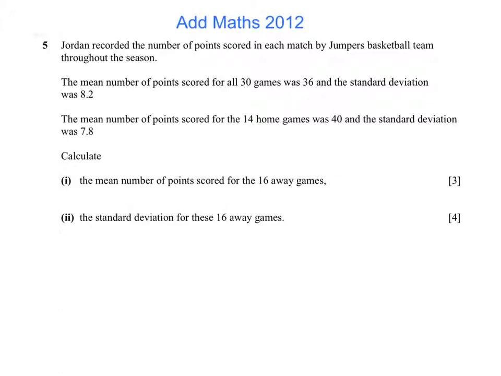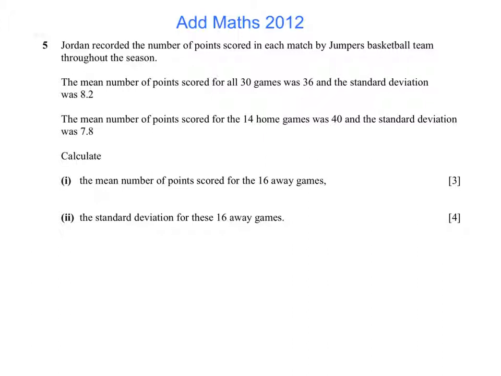Maths 2012, Paper 2, Question 5. So the mean number of points scored for all 30 games was 36 and the standard deviation was 8.2. The home games mean was 40 and standard deviation 7.8.